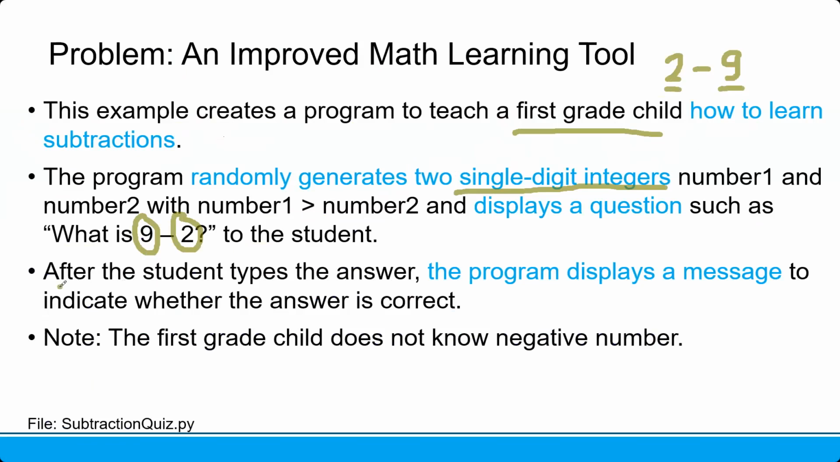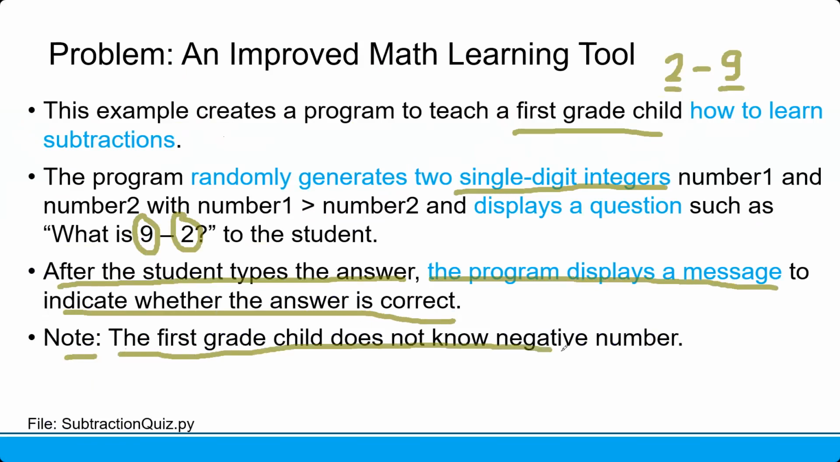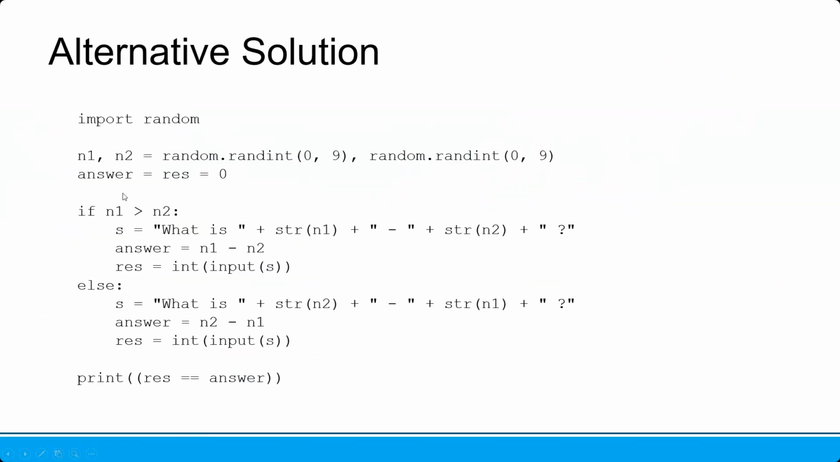And then again, after the student types the answer, check whether the program displays a message to indicate whether the answer is correct. Note, the first grade child does not know negative number. Then how can we make this program? Okay, I give you the solution.